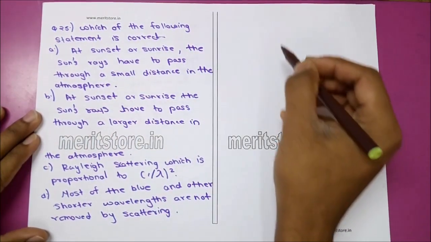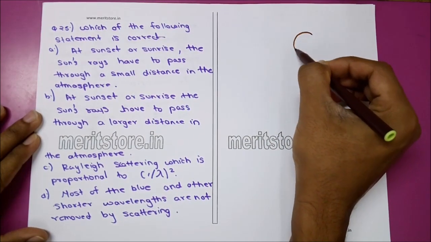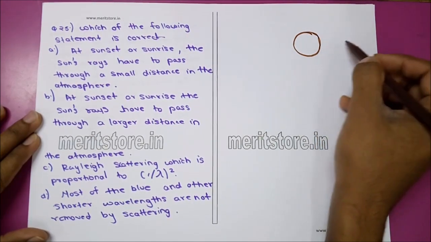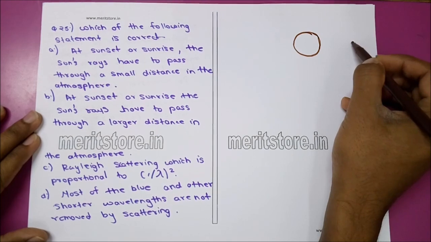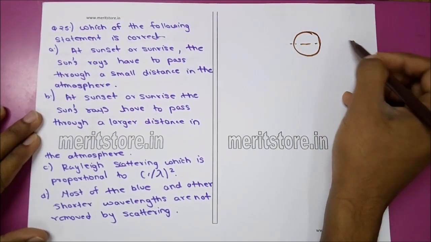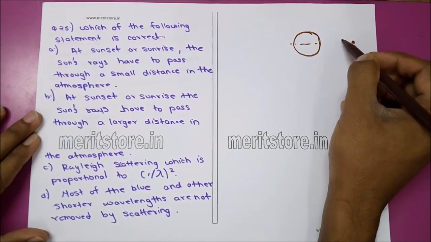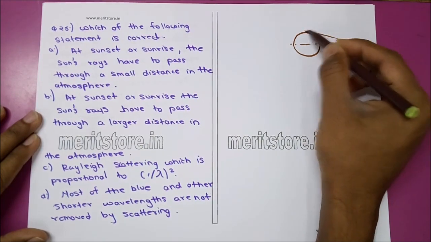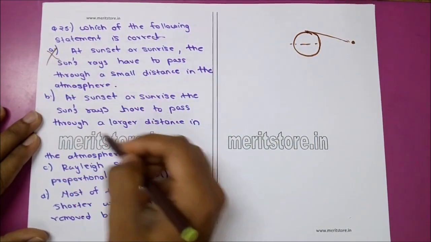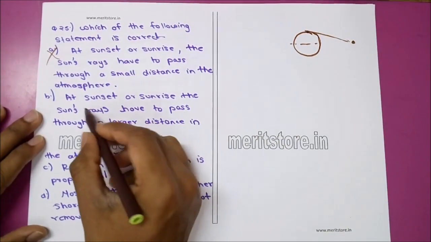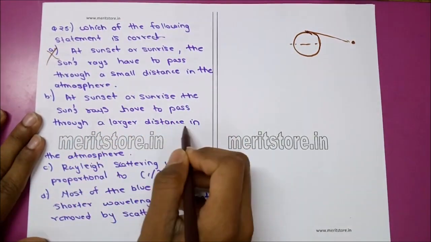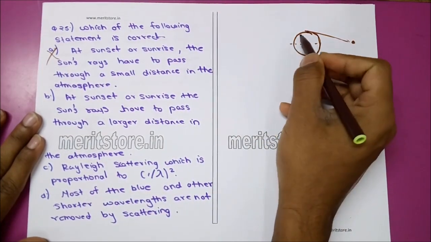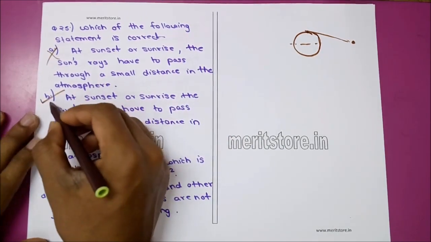Let us look at each of the options. For option A, this is the planet Earth, and at sunrise or sunset, the sun is at the horizon, and hence its rays have to travel through a longer distance to reach the eye, and hence option A is incorrect. Option B, at sunrise or sunset, the sun's rays have to pass through a larger distance in the atmosphere. Just as explained, since it is at the horizon, the sun's rays have to pass through a longer distance. So option B is correct.